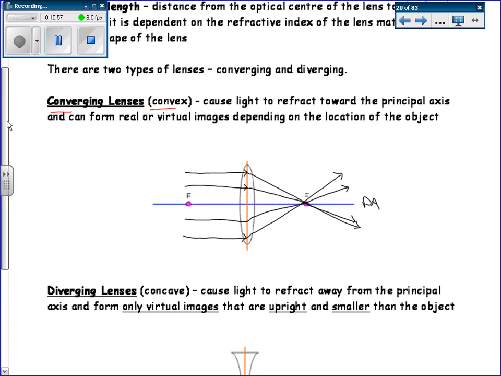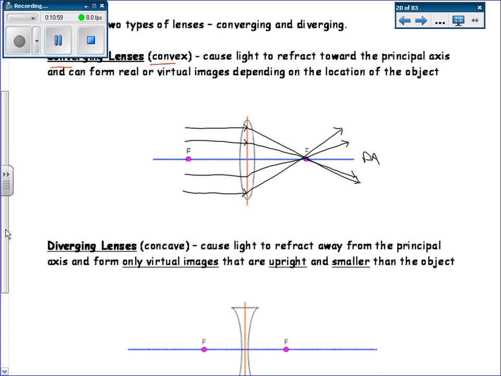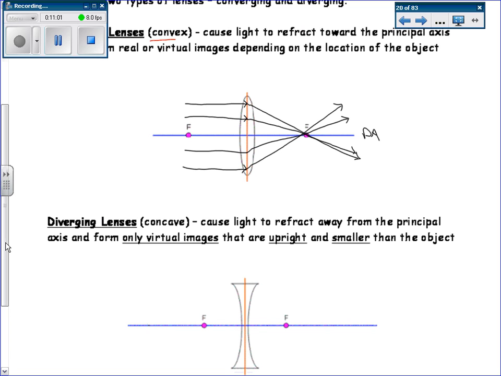A diverging lens is the opposite. A diverging lens is a concave lens. We tend to do more stuff with convex lenses, but concave lenses still come up. But convex ones are more popular, and there's a much larger range of things you can do with them. Concave lenses always form virtual images that are upright and smaller. Always. And they cause the light to refract away from the principal axis.